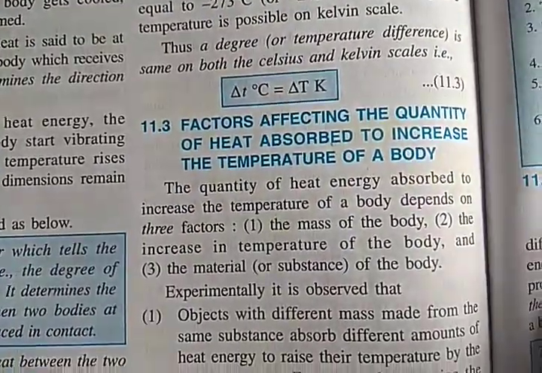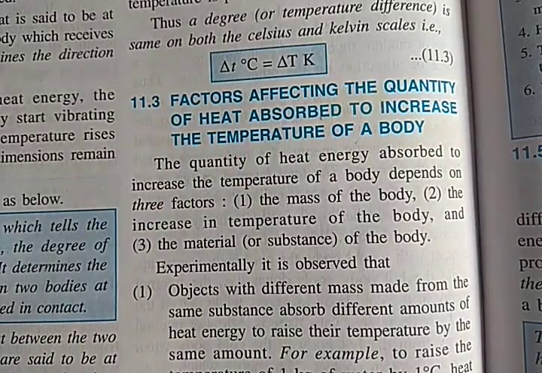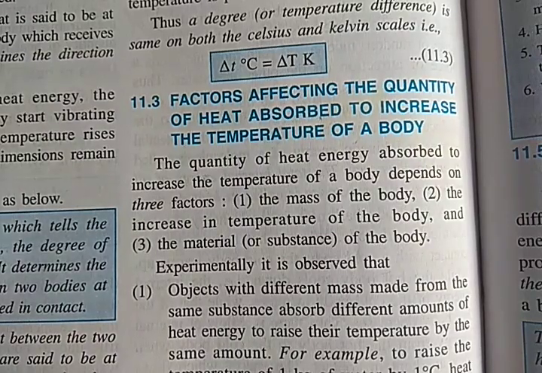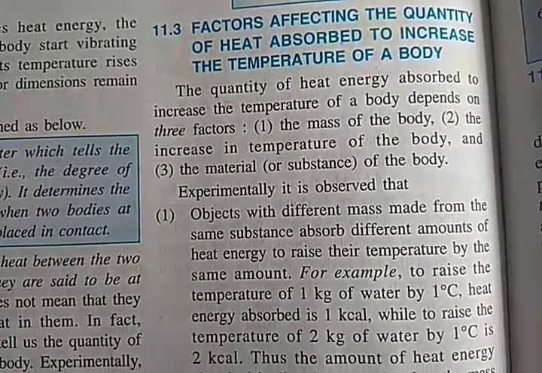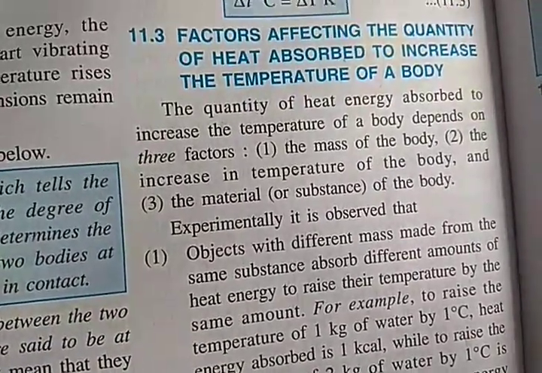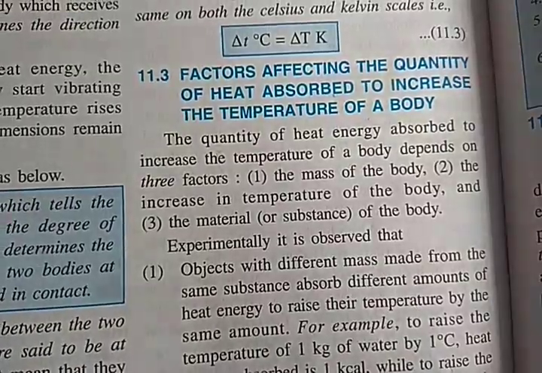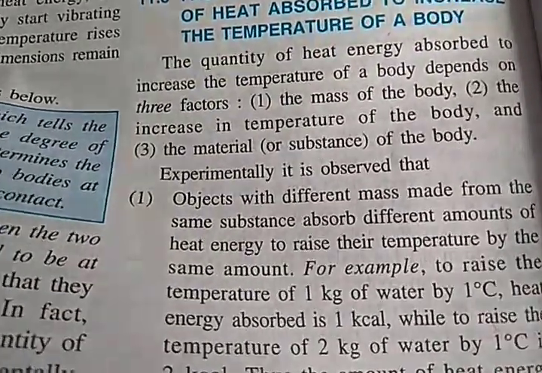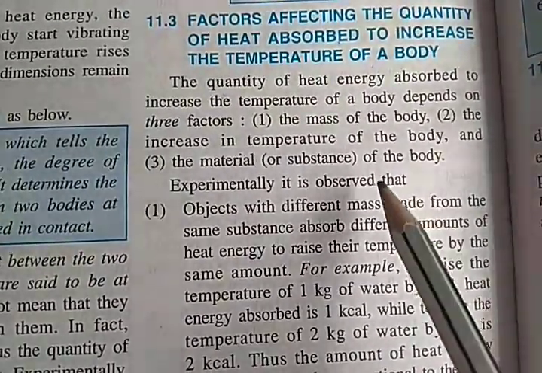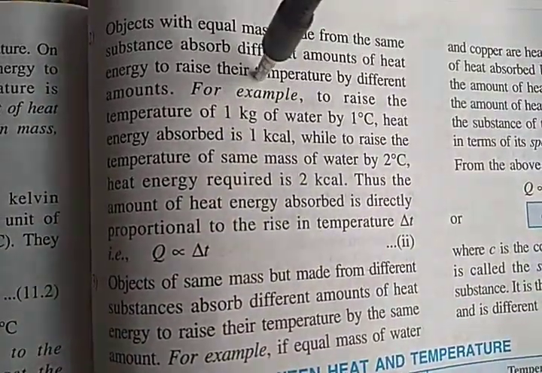And then another very important thing, which is the factors affecting the quantity of heat gained or given out by your body. There are three factors. First of all, the heat gained or given out by your body is dependent on the mass of the body. In fact, we saw that the heat given out is directly proportional to the mass. Heat received or given out is directly proportional to the mass.